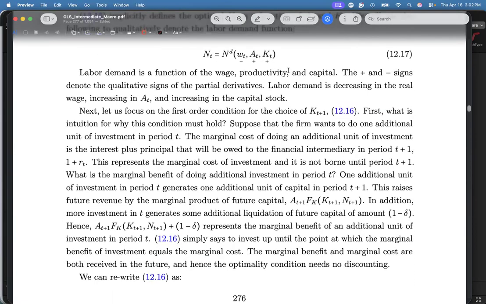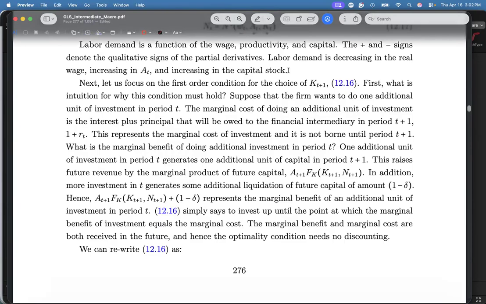Okay. Next, we'll go on to KT plus 1. Okay, so 12.16. So you can read this. Essentially, it's the same thing that we've been talking about. This is the output and the extra capital in the future, and it represents the marginal benefit of an additional investment in period T. Simply says to invest up to a point in which the marginal benefit equals the marginal cost.